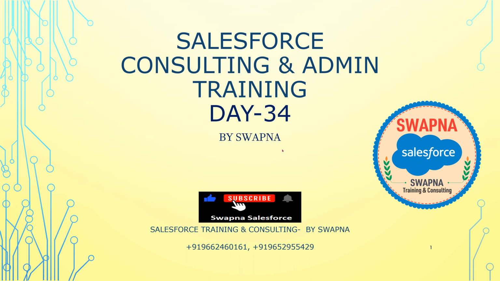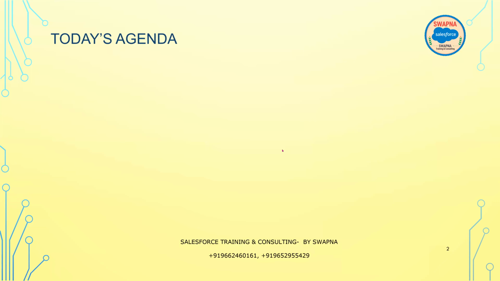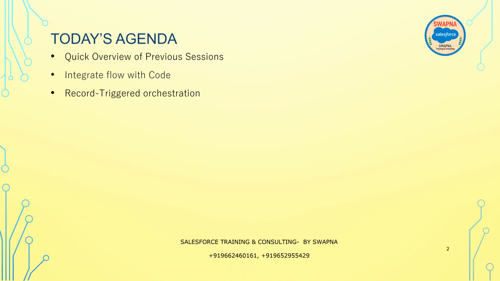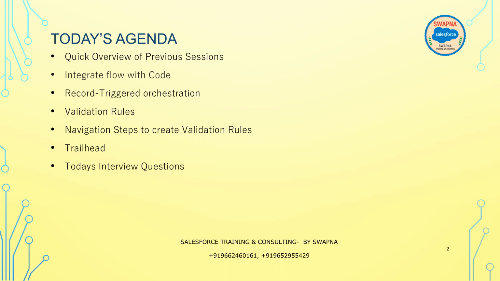So let's go ahead and see what we are going to learn today. Today's agenda is we will go through a quick overview of the previous session, and then we'll talk about integrating the flow with Apex, and we'll talk about record trigger orchestration and validation rule, navigation steps to create a validation rule, and we'll have a Trailhead, today's interview questions.